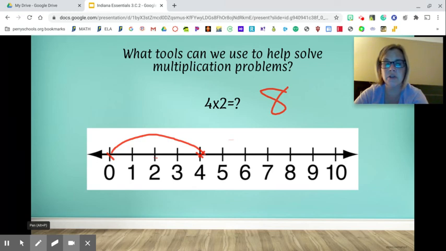And I'm going to make another jump of 4. 1, 2, 3, 4. So I'm going to move up 4. That's my second jump. 2 times 4 is 8. 2 jumps of 4 is 8.